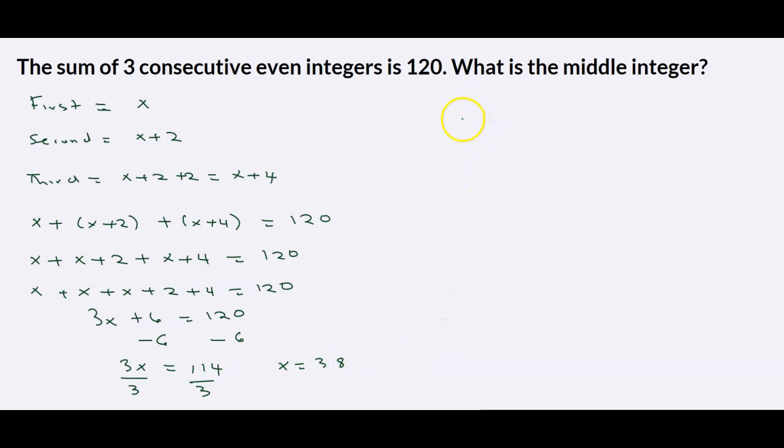Now we're looking for the middle integer. The middle integer is going to be x plus 2. So that is going to give us 38 plus 2, and that is 40. So our middle integer is 40.